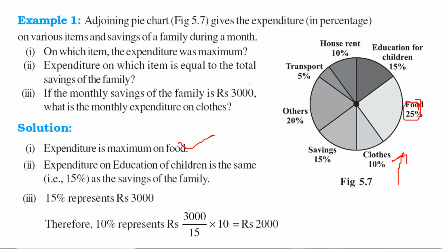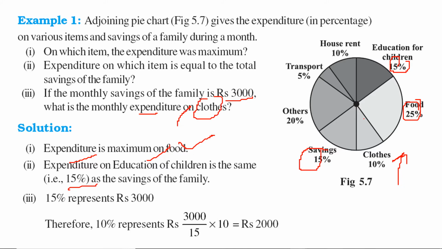Expenditure on which item is equal to the total savings of the family? So savings is 15%, and education is 15%. So education and savings, these two are 15%. Then if the monthly savings of the family is 3,000, what is the monthly expenditure on clothes? So 3,000, and we want to find out the expenditure on clothes.